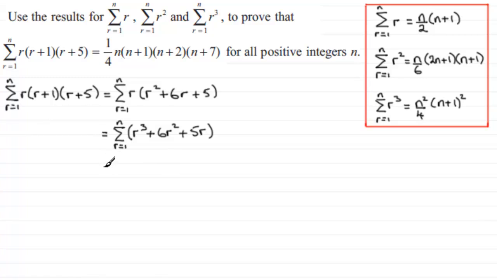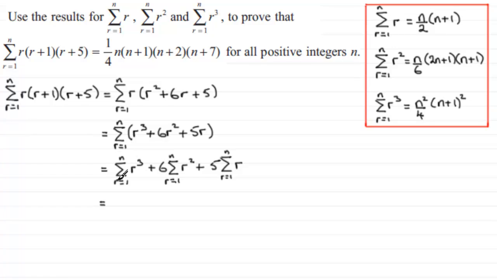Now what we can do next is to do the summation of each term. So this is going to be the sum of r cubed, r going from 1 to n, and then when it comes to 6r squared, we can pull the 6 out of the summation, 6 sigma r going from 1 to n of r squared. And again we can do much the same kind of thing on the last term, 5 times the sum of r going from 1 to n of just r. And this is where we can now use these results up here.